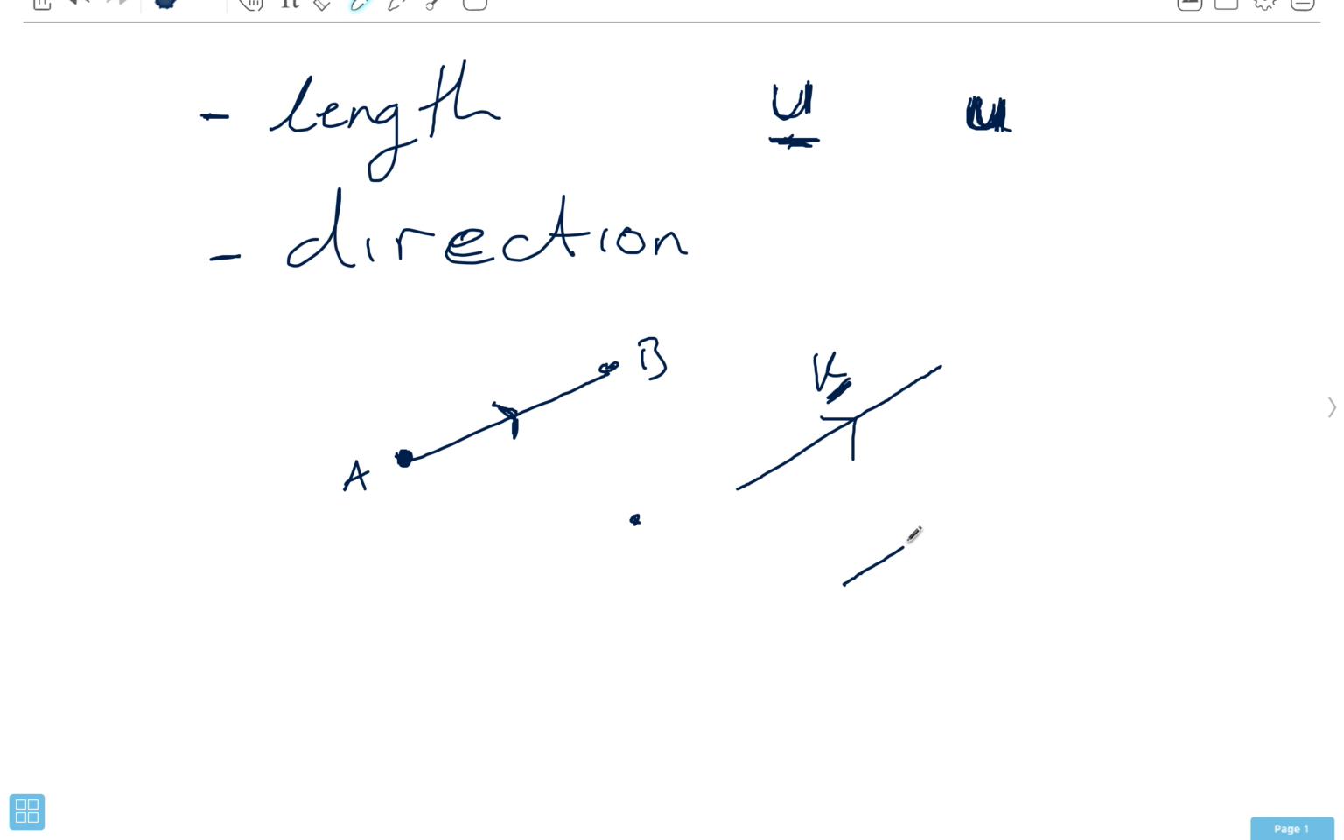Then if I draw another vector T, which is parallel to K and has the same length as K, these are meant to have the same length, then T is equal to K. This is because T has the same length as K and it has the same direction as K. Note that we don't care about the starting point. If this was a bound vector, there would be two different bound vectors since they have two different starting points.